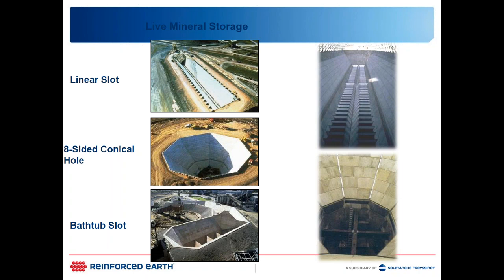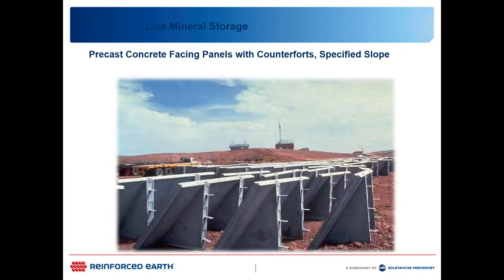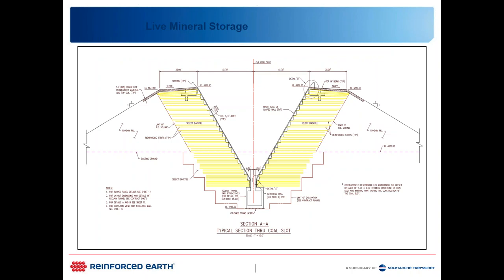These structures are also being used for storage of different kinds of minerals and so on like that. The one on the top is a coal storage facility built using sloping panels so that coal can be stored within the slot. These panels are sloping panels with the leg instead of the vertical panels. This shows the typical cross section of one of those kind of coal slots where the coal is transported and then reclaimed through a tunnel at the base.